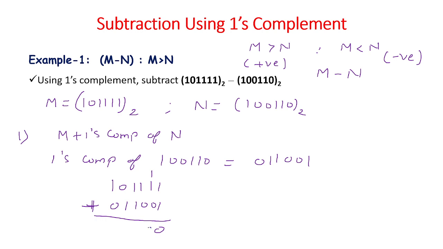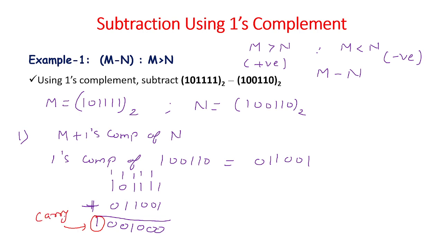1 plus 1, sum is 0, carry is again 1. 1 plus 1 again, sum 0, carry is 1. 1 plus 1 plus 1, sum is 1, carry is 1. 1 plus 1, sum is 0, carry is 1. 1 plus 1 is sum 0, carry is 1. So here you can observe one carry is propagated here. We can see one extra bit is added in the sum, which is indicating that overall carry is generated.